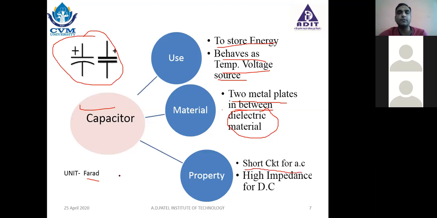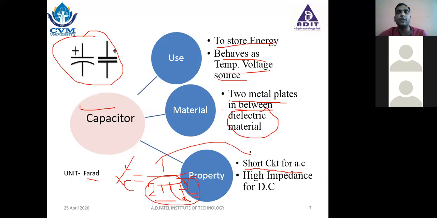It will behave as a short circuit for the AC. How can you prove that? If the formula of the capacitive reactance is Xc equals 1 upon 2 pi F C, where 2 pi is constant and C is in farad, and if I keep a high value of F, then this denominator term is very high, so Xc will be near 0. So you can say it will behave as a short circuit for high frequencies of the AC.